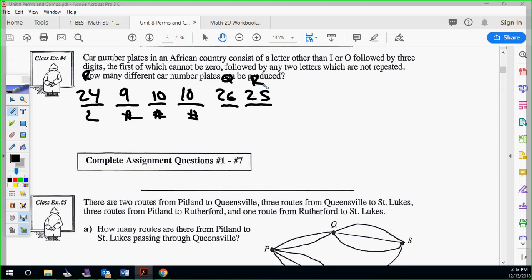Okay? If you multiply this, you get a very healthy 14,040,000. 14,040,000 combinations for license plates. Well, that'd be enough, right, for Calgary, or for Alberta, probably, for sure. Okay, let's do example 5.